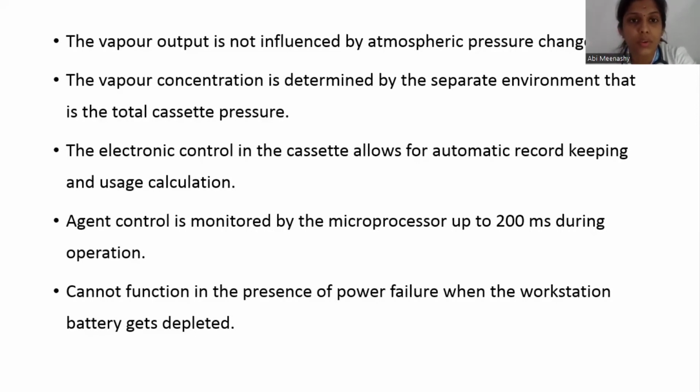The electronic control of the cassette flows allows automatic record keeping and usage calculation. Agent control is monitored by a microprocessor up to every 200 milliseconds during operation. It cannot function in the presence of power failure, when the workstation battery gets depleted, because it needs a CPU.